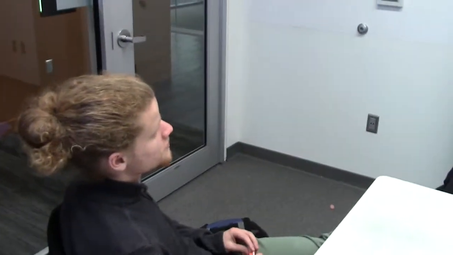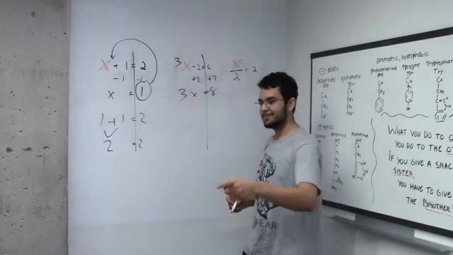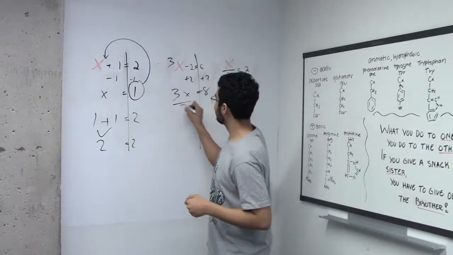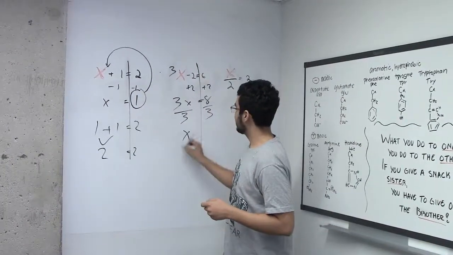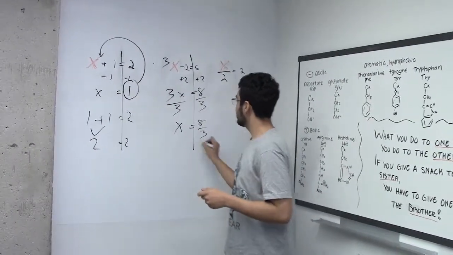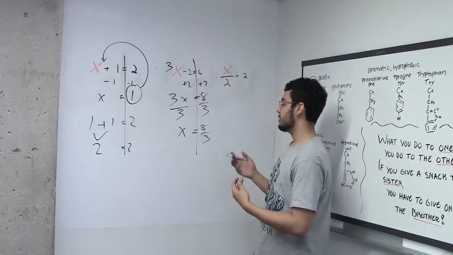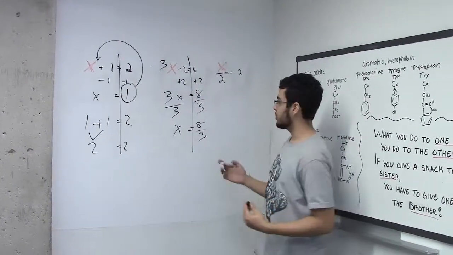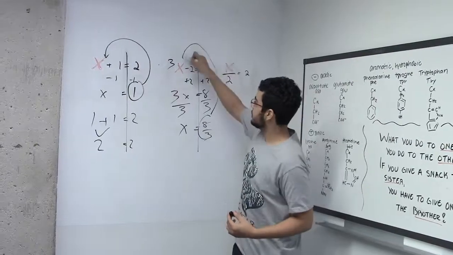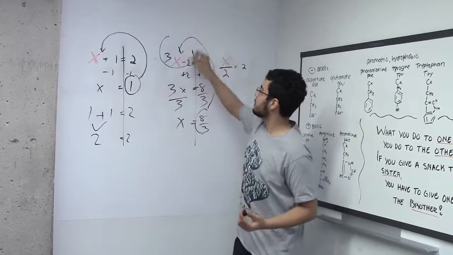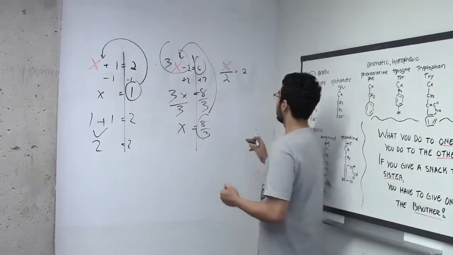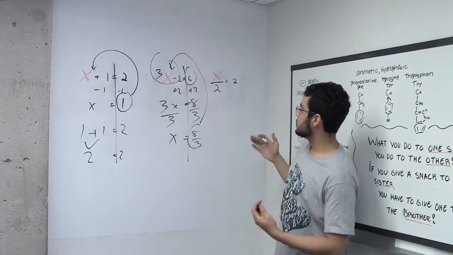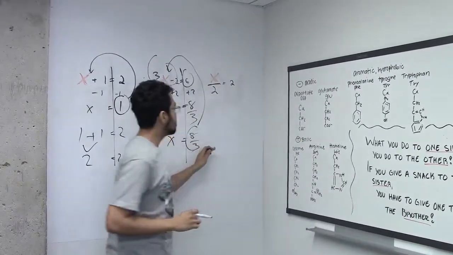Tommy, what would you do next? I would divide both sides by 3. Yes. This is the opposite operation of multiplication. Correct. Alright, so divide by 3, and then you would end up getting x equals 8/3. And again, if you wanted to make sure that number was the correct number for this equation, you would just plug that in and solve to make sure that this side equals this side. Alright, now let's move on to a more difficult equation.